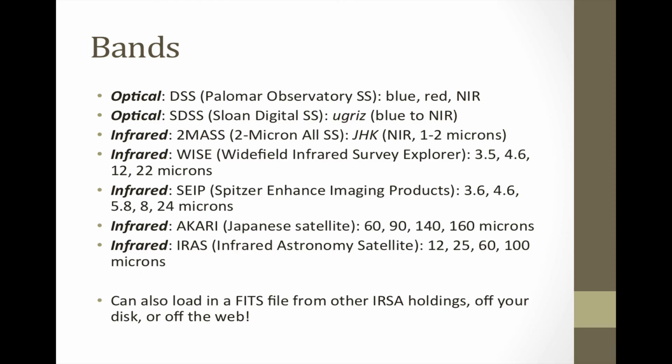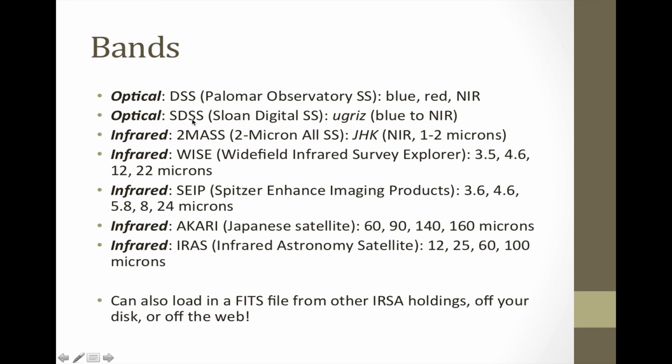So the different surveys, there are 2 optical. DSS is the Palomar Observatory Sky Survey. It was originally taken in the 1950s, and what we're showing here is digitized scans of those photographic plates. There are 3 of them, a blue, red, and a near infrared optical, and there's also a second generation of DSS that was taken more recently in the 90s.